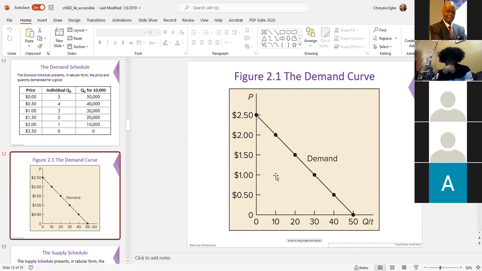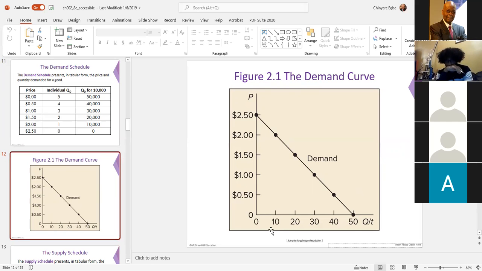When the price is $1, the quantity is 30. The price is $1.50, the quantity is 20. And so we have what you call a demand curve. The demand curve is a table or a chart that shows the relationship between the price of a good and the quantity of the good that is demanded. And according to the law of demand, the higher the price of a good, the lower the quantity of the good that is demanded. Okay?